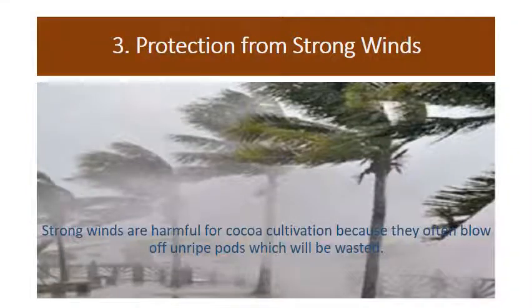The cacao tree does not send its roots deep into the soil, so it has to be protected from being uprooted by strong winds. Strong winds are harmful for cocoa cultivation because they often blow off unripe pods, which will be wasted.